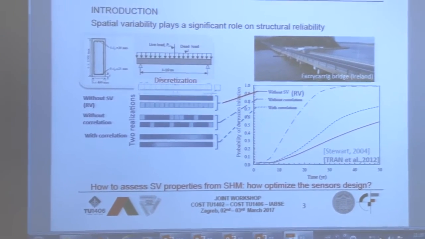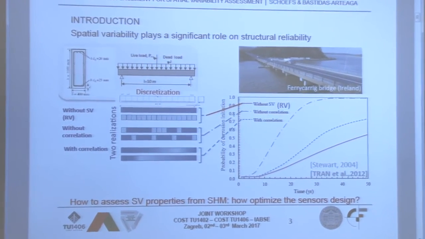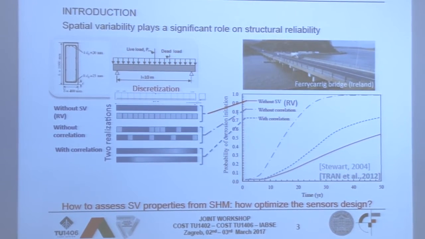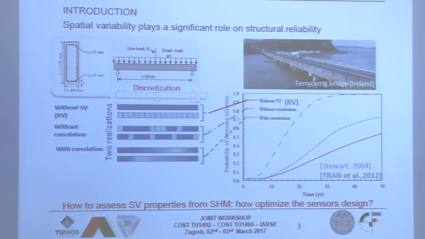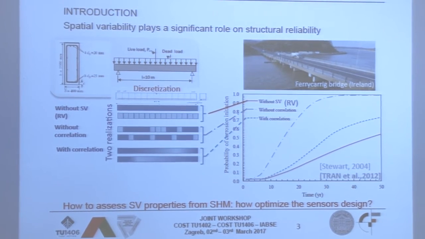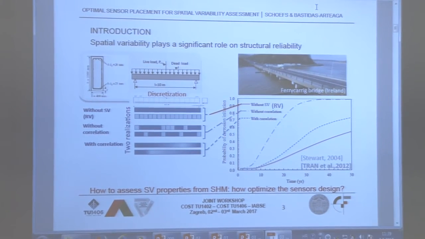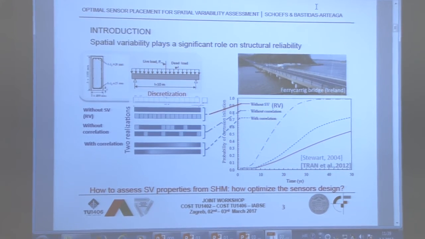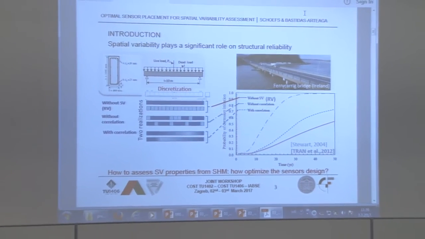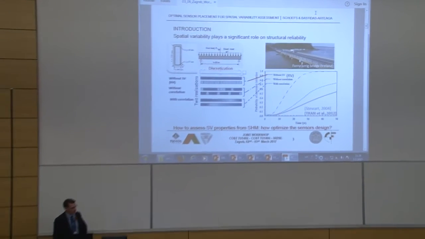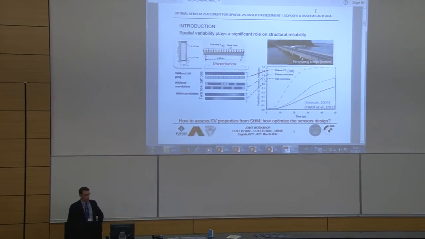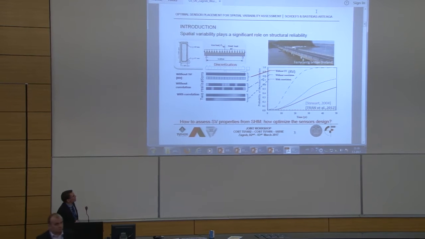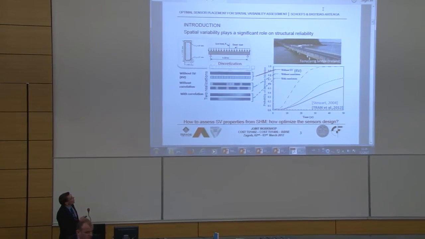First, spatial variability plays a significant role in structural reliability. Here you have a beam submitted to chloride ingress and then to corrosion. That's a case we studied with Alan O'Connor. If you want to compute the structural reliability and the system reliability, you can make a discretization like this. So the question is about spatial variability, which could be low.